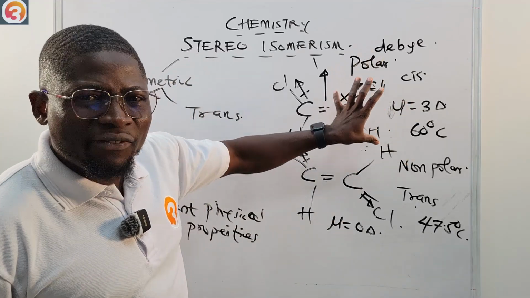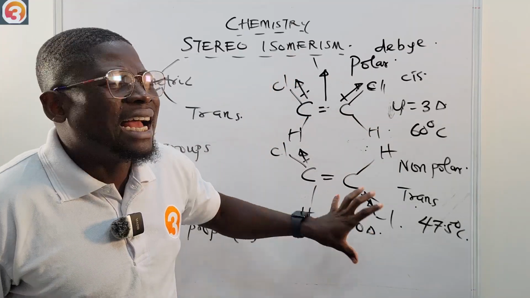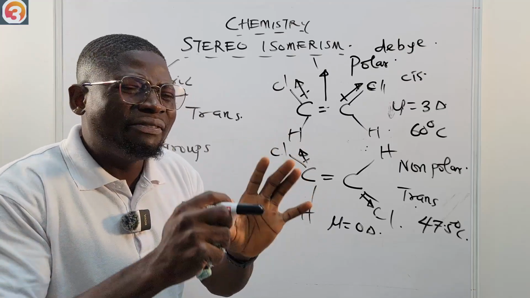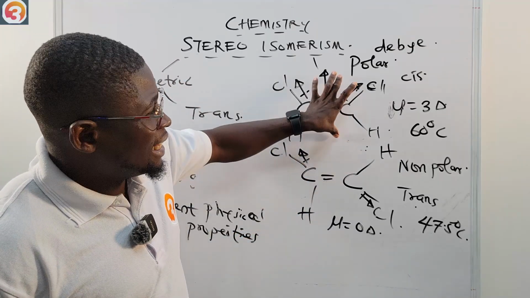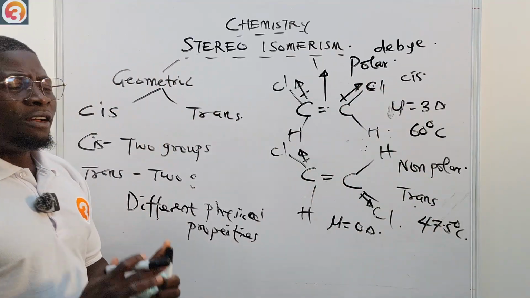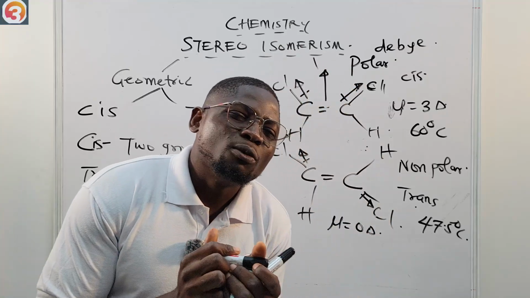So if you can see very clearly, the cis isomer and the trans isomer have different physical properties. They have different physical properties. All right, and that's why you are seeing that their properties here are all different.